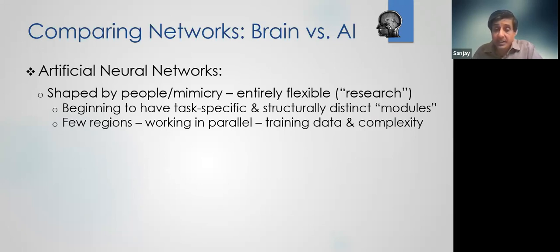Now, a difference is that they are not as much hardwired as biological brains are. An artificial neural network is entirely flexible, and I'm going to put a caveat here, because the way that artificial intelligence, artificial systems exist isn't only in one way. They exist in many different forms.